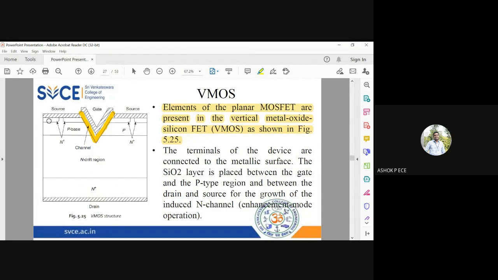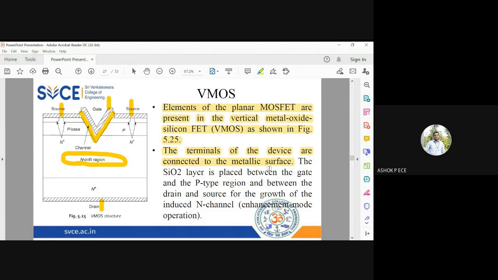You have an N plus and P below the source on both sides, and the drain is having an N plus region, and between the source and drain you have the N type drifting region. So the structure represents a symbol V. The terminals of the device are connected to the metallic surface. You take out a metallic wire from the source and your gate, and here you take from your drain.